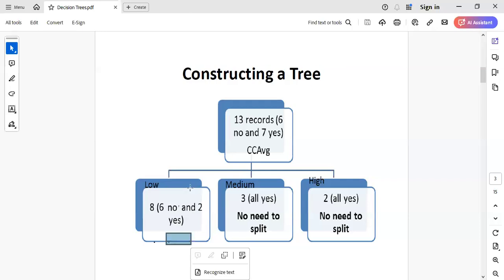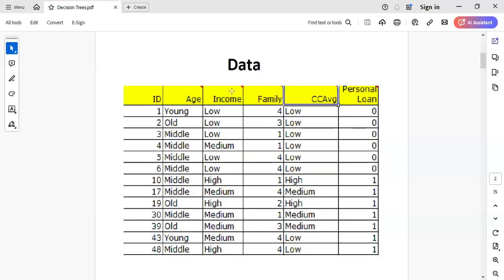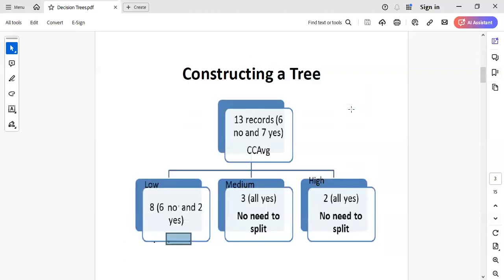The CC average column has 13 records. How those 13 records are classified as a total, go and look into the dependent variable column, that is personal loan. Out of the 13 records, 6 records are of class 0 and 7 records are of class 1. That is the reason we have put CC average has 13 records, 6 no, 7 yes.